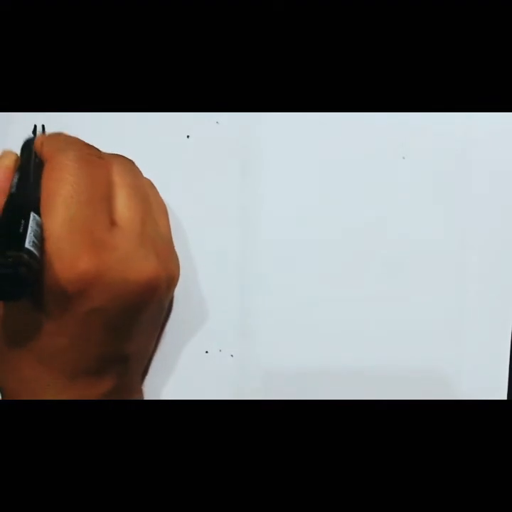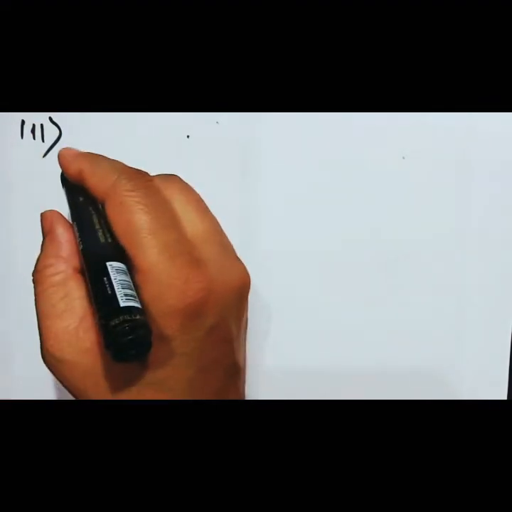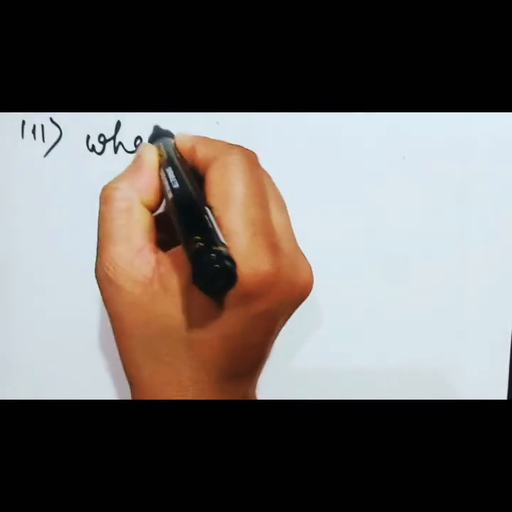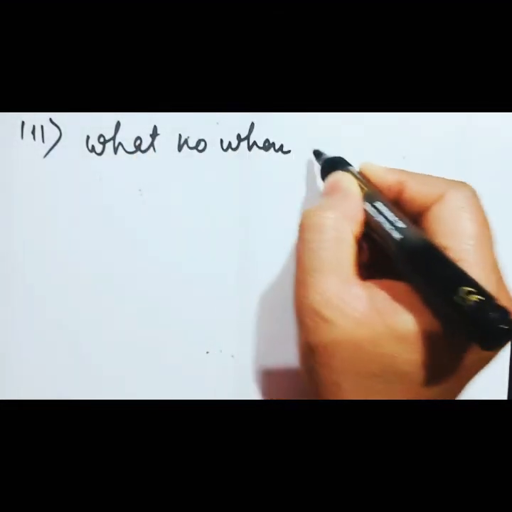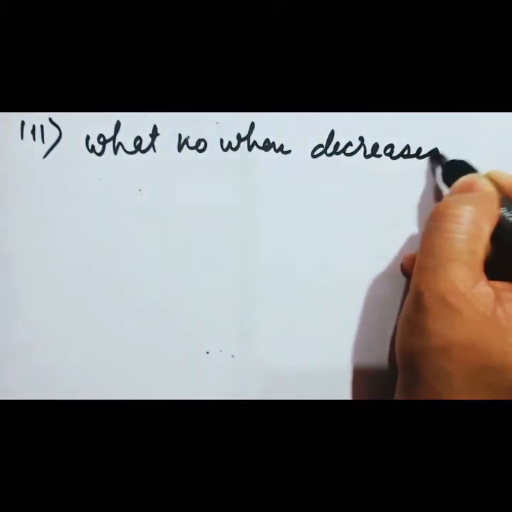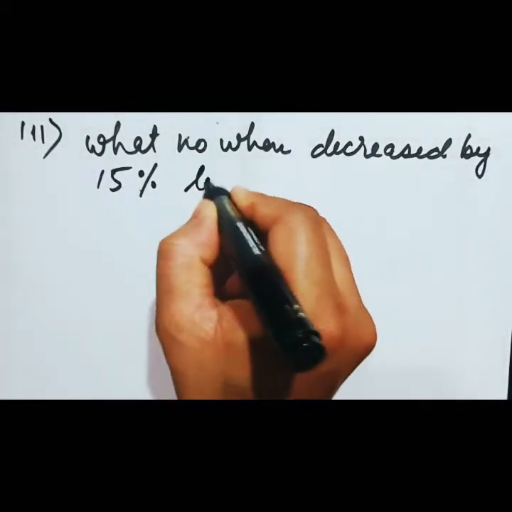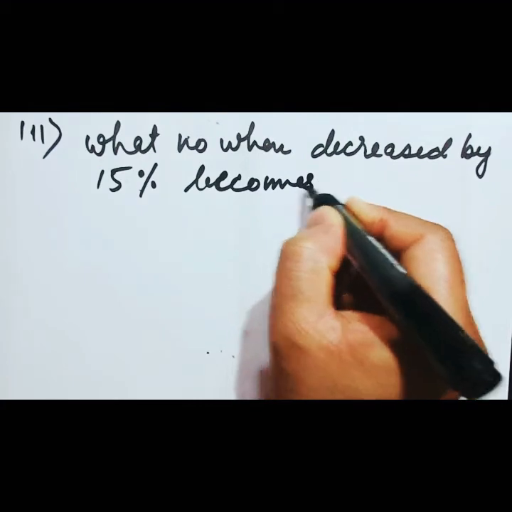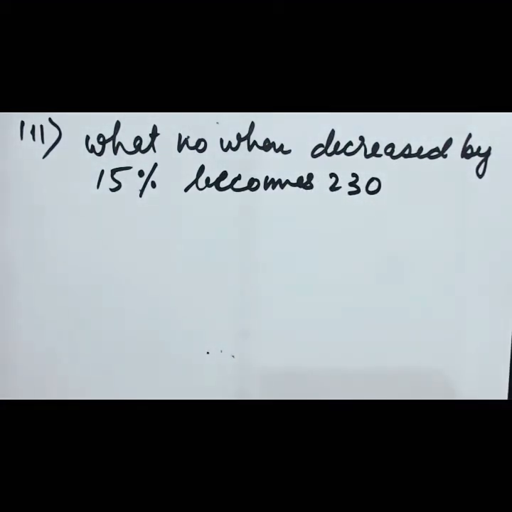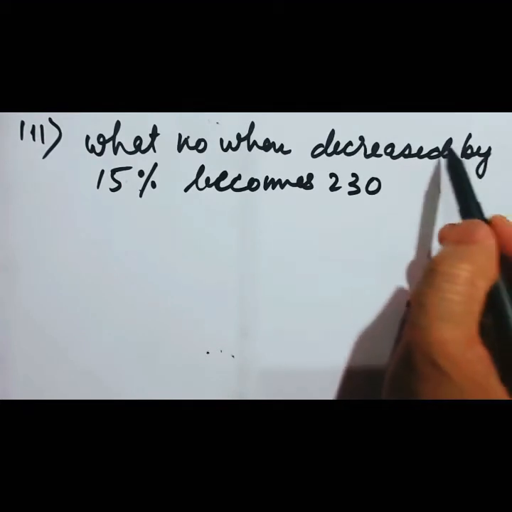Okay, right now we have done the increased part. Now we will be doing the decreased part. Okay, and what is that? What number when decreased by 15% becomes 230? Here we are decreasing the value. Remember, we are decreasing the value.